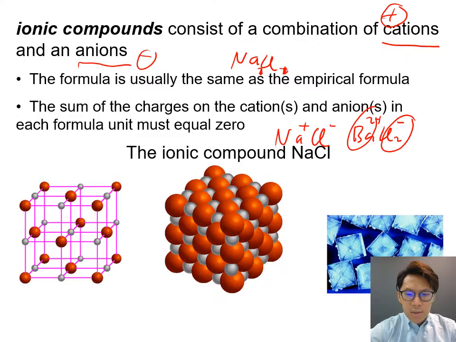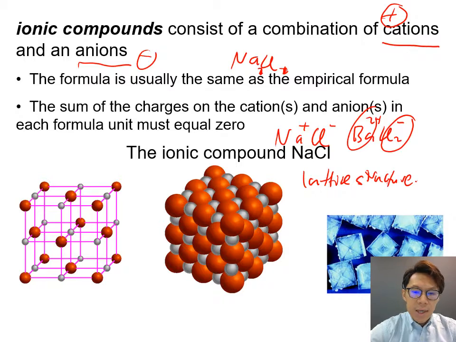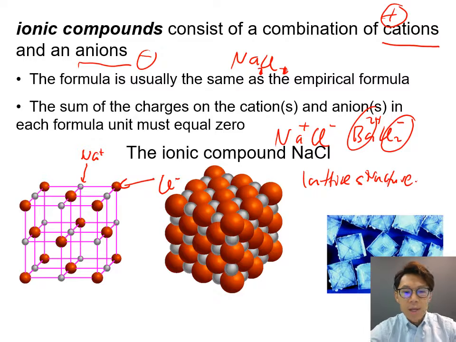And these are some of the structures of ionic compounds. As you can see, this structure is sometimes known as the lattice structure. The lattice structure of any ionic compound will be something similar to this. The red dots represent the chlorides and the white ones represent the sodium plus. So we have a cation and an anion, and they are held together by ionic bonding.